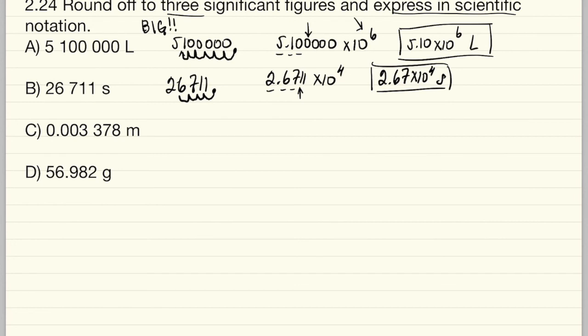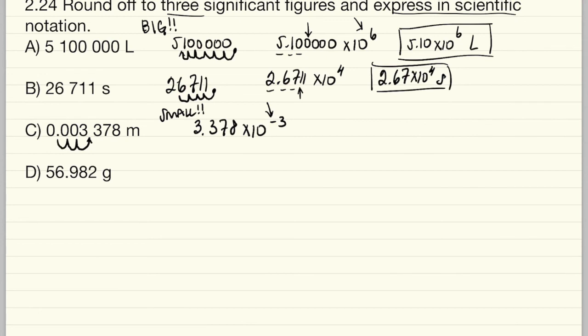Here we already have a decimal place, that's great. I need to move that 1, 2, 3, 4, 5 times. So, that's not correct. Here's my decimal place. I need to move that 1, 2, 3 times and stop. So I have 3.378 times 10 to the minus 3. Now, why is it negative 3? This is a small number. It's less than 1, so it's going to have a negative exponent. So that's why it's a negative 3 there.